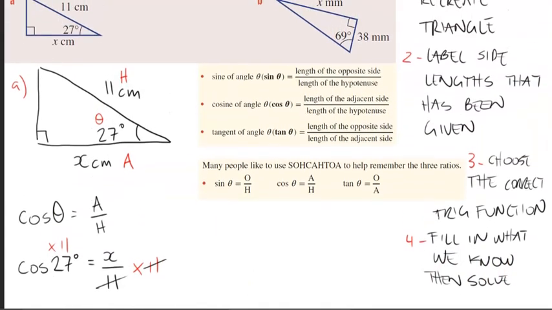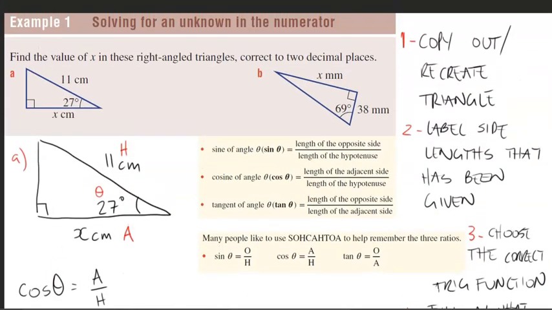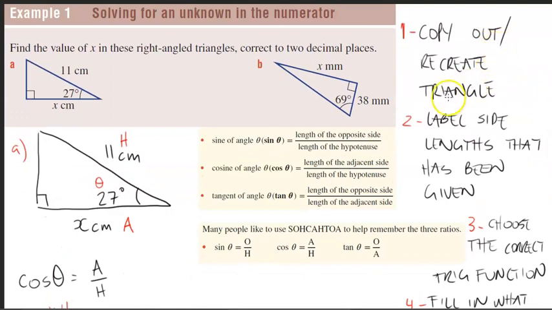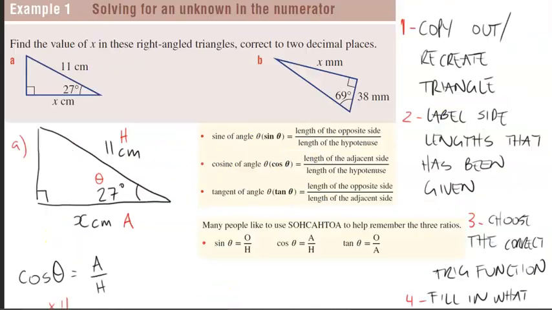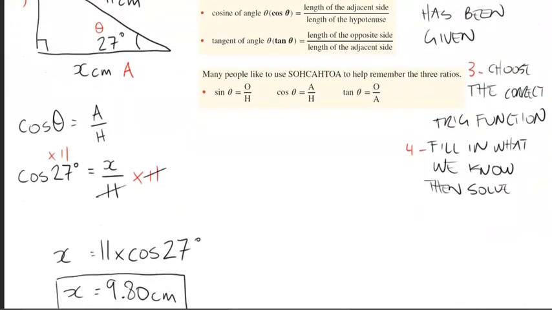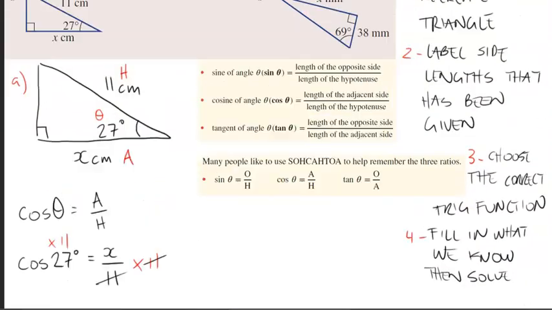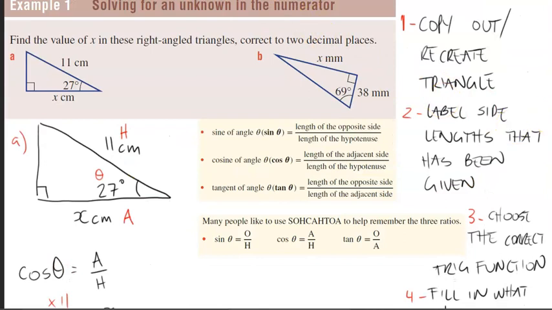So let's just recap on these four rules again. We have to copy out or recreate the triangle, label the side lengths that have been given within the triangle, choose a correct trigonometric function based on what has been given, fill in what we know, and then solve. I know that seems a lot to take in, but the more you do this, the easier it gets, especially when the numerator is on the top.